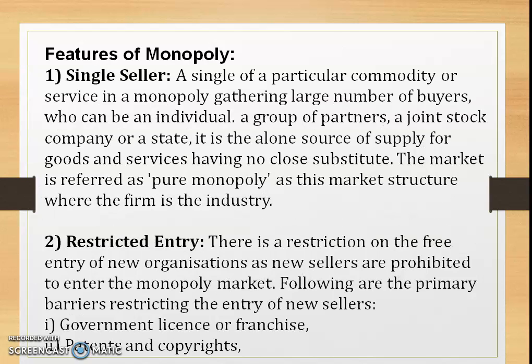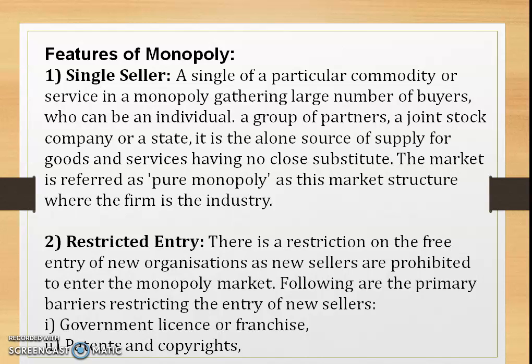Let's see the features of monopoly. First, the single seller. A single seller of a particular commodity or service in a monopoly faces a large number of buyers, and the seller can be an individual, a group of partners, a joint stock company, or a state. It is the alone source of supply for goods and services that have no close substitute in that particular market. The market is referred to as pure monopoly, as this is the market structure where the firm is the industry.